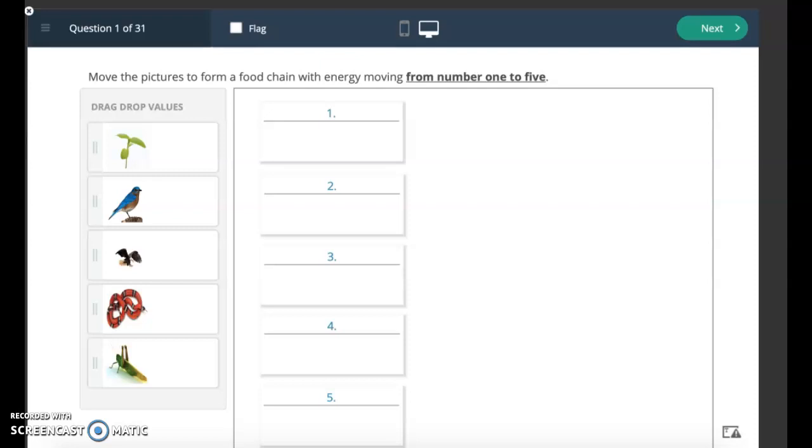Question 1. Move the pictures to form a food chain with energy moving from number 1, which is up here, to 5. So the organism with the most energy will be at number 1. The least amount of energy goes at number 5. You're going to drag the pictures over. So this is a plant, a bird, a hawk, a snake, and a grasshopper. You just drag it over to wherever you think it belongs.